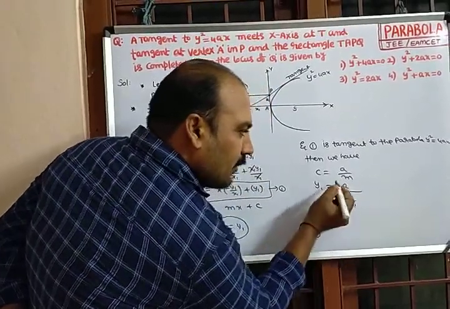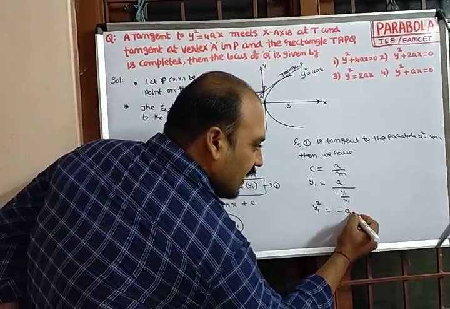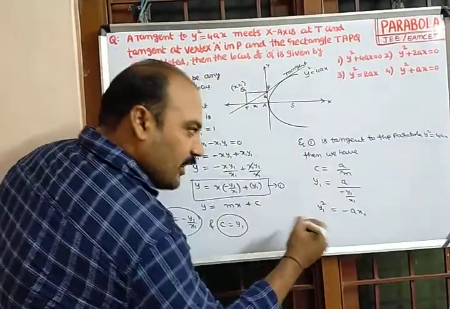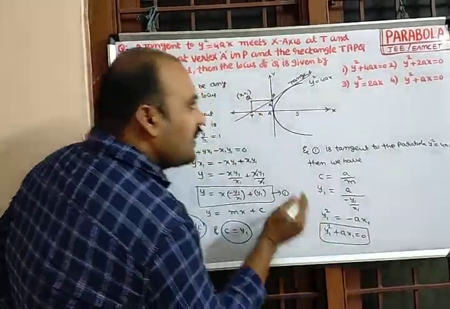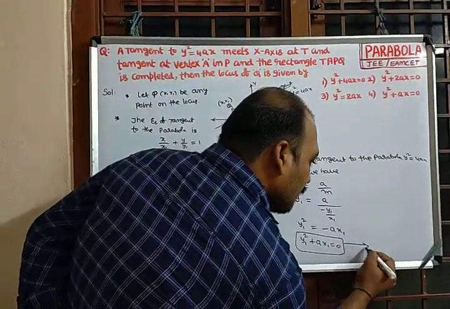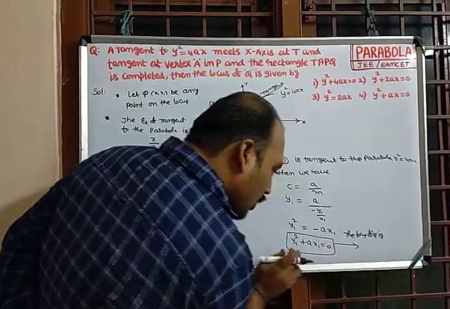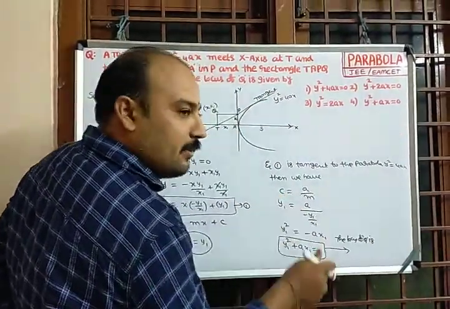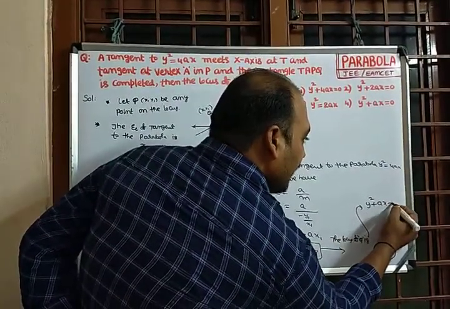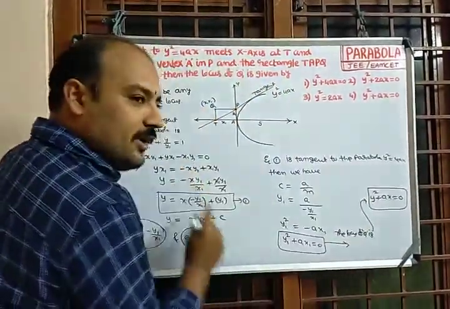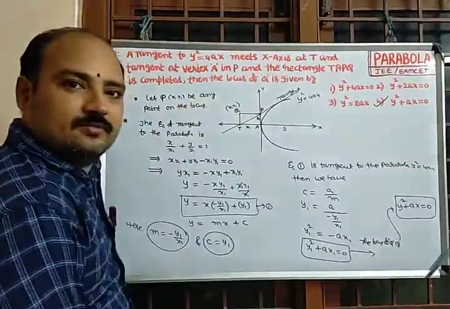Denominator of denominator will become numerator. y1 into y1 is y1 square is equal to minus a x1. That minus a x1 we can take to this side: y1 square plus a x1 is equal to 0. Whenever they ask to calculate the locus of Q, you remove y1 and x1 and replace them with y comma x. Therefore, the locus of Q is y square plus ax equal to 0, which you have to observe in the fourth option.